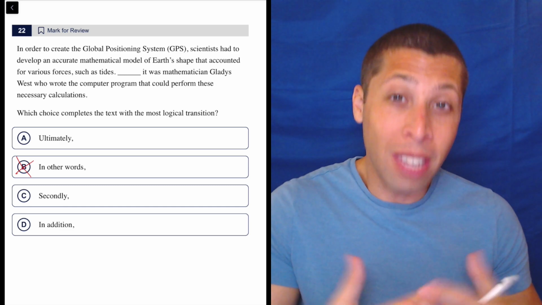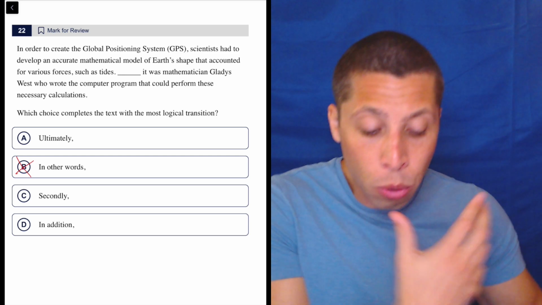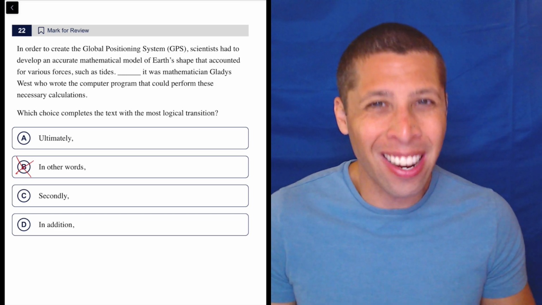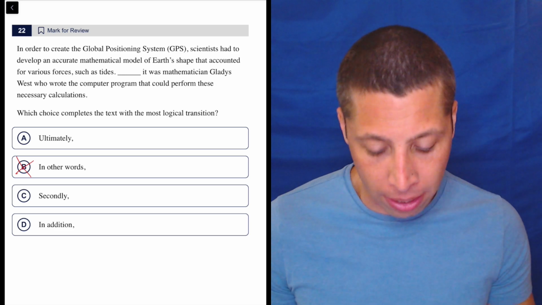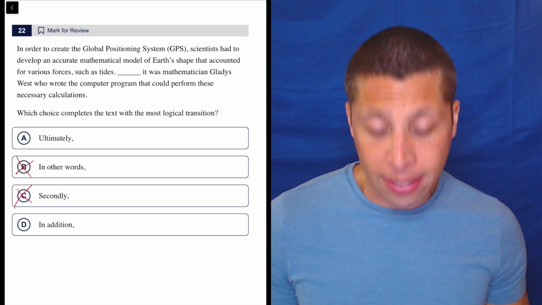But these are two different ideas, right? One is how they came up with GPS. One is who did it. Those are different things. They're both related to GPS, but that's not enough. In other words needs to be much more literally the same thing. So that doesn't work. Now, secondly, also strikes me as odd because it's a time transition.